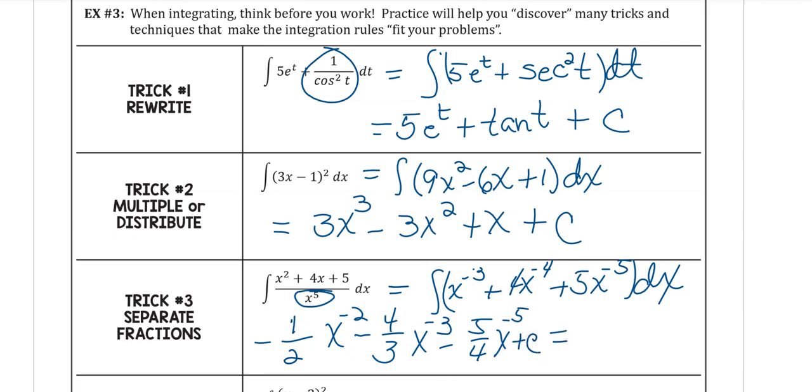So writing that with positive exponents, we get negative 1/2x to the second minus 4/3x to the third minus 5/4x to the fifth plus c.